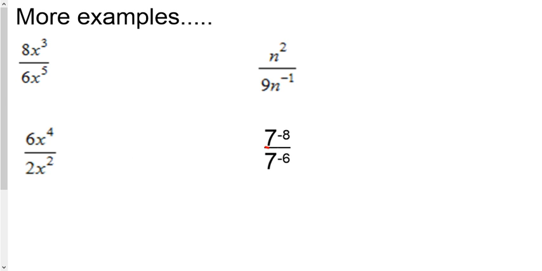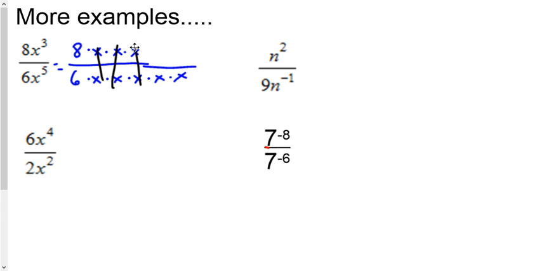So here's the long method. 8 times x times x times x. All positive exponents, we're good to go. 6 times x times x times x times x times x. Now we can just go through, cancel it out, except it's not really canceling out, it's just making it 1. X divided by x is 1. And so we've got 2 x's left on the bottom. So let's make that x squared. What do we do with our coefficients? Well, 8/6 is more of a fraction, so we'll make it 4/3. And that's our final answer.